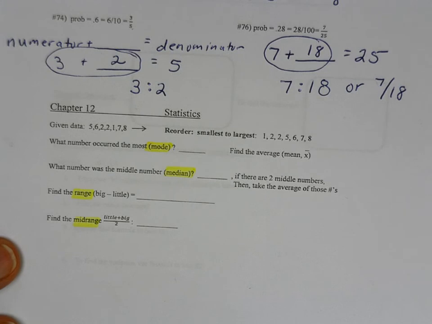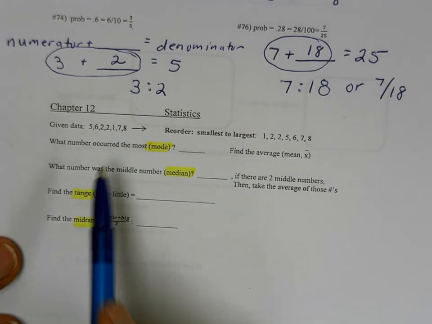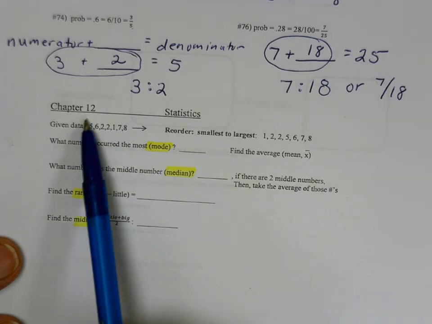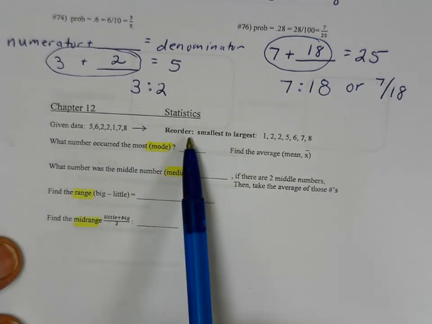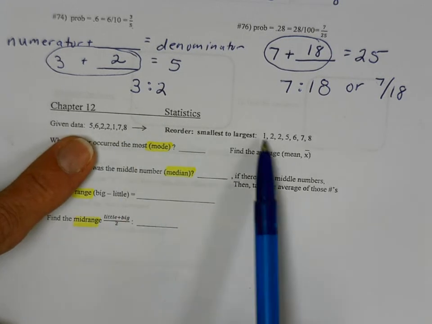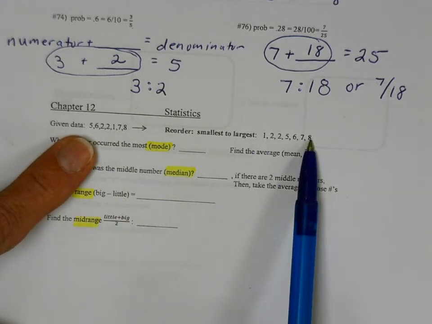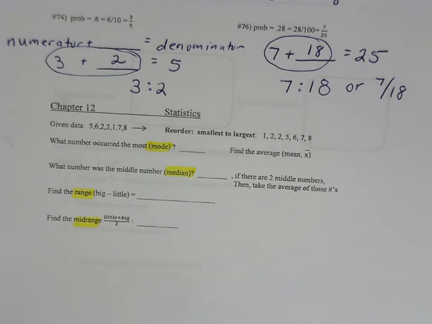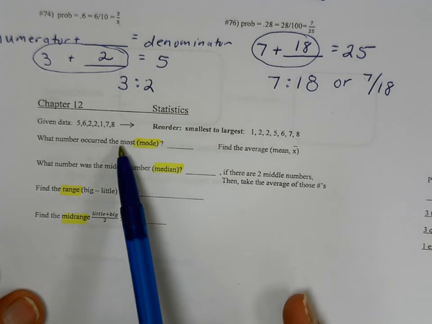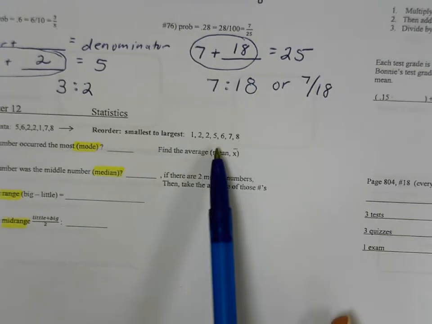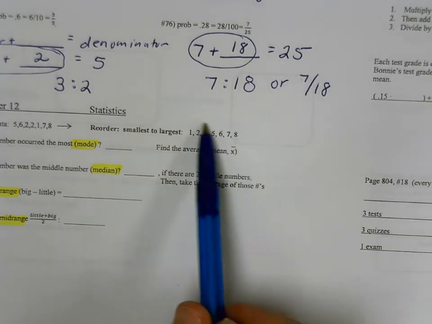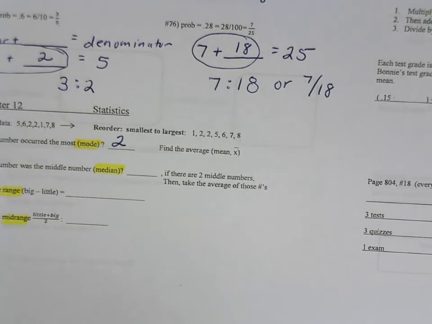In statistics, whenever you're given data, first thing you need to do is change the order, always. You want to rewrite your data or your numbers from smallest to largest. So that's what I did here. I just rewrote them. Now the first thing is I want to find the mode. The mode is the number that occurs the most. So we look at our list. What number is showing up the most? Well, 2, right? And that's the mode. It's easy.